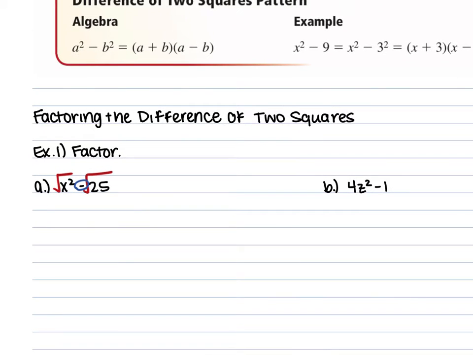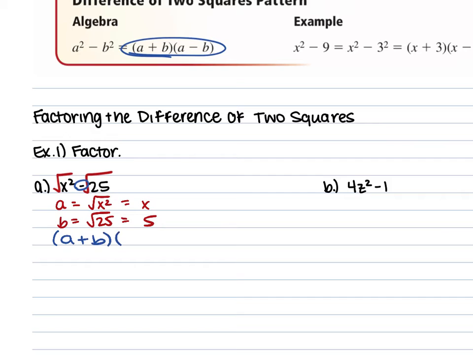So when we are looking at this, we have an a and a b. Our a is the square root of that first term. If we take the square root of that x squared for our a, we just get x. For the b, if we take the square root of the 25, we get 5. So with this, we're going to use the formula for the difference of squares, which is just a plus b times a minus b. We plug these values in. We have x plus 5 times x minus 5. From here, we have our answer.